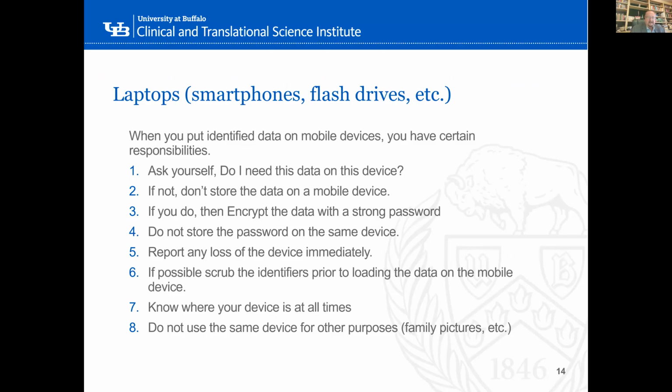When you put identified data on mobile devices, you have certain responsibilities. The first thing you should do is ask yourself, do I need this data on this device? And if not, don't store it on the mobile device. If you do, then encrypt the data with a strong password. Do not store the password on the same device. Put it in a separate device. Report any loss of the device immediately. If possible, scrub the identifiers prior to loading the data onto the mobile device. Know where your device is at all times. And do not use the same device for other purposes, like family pictures and social things.